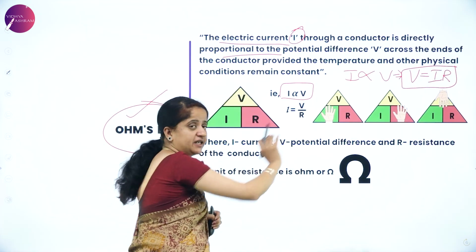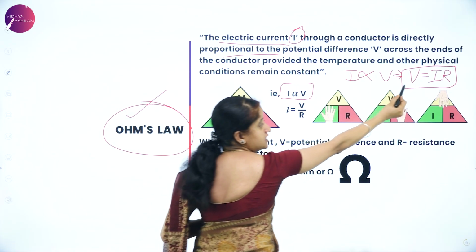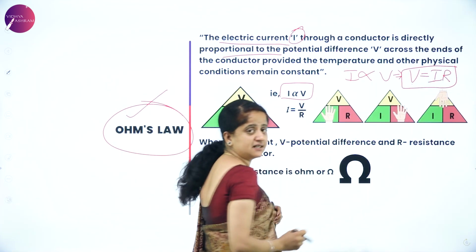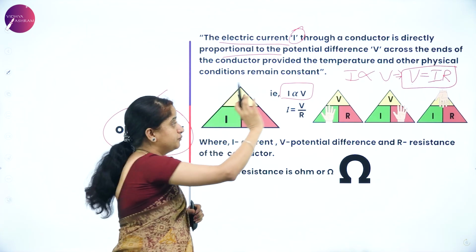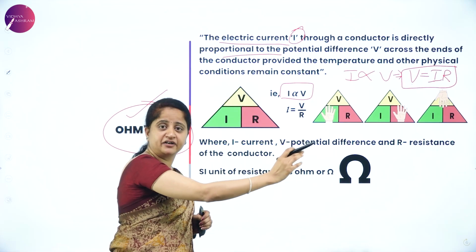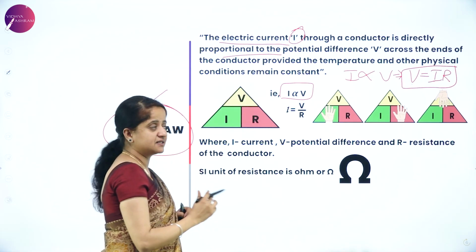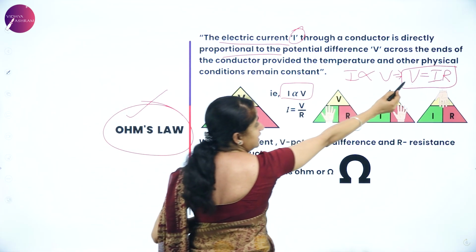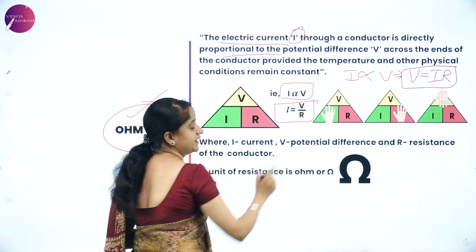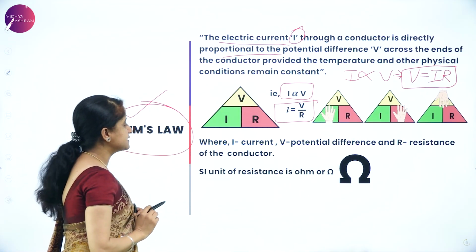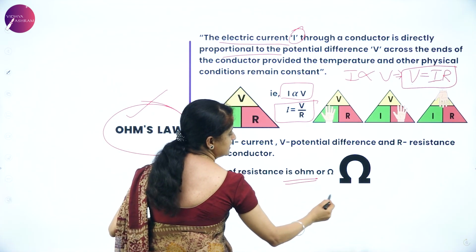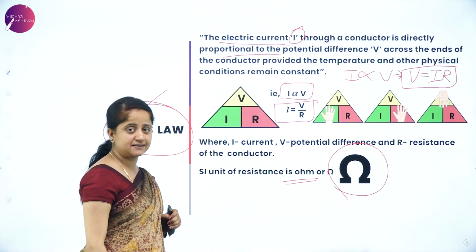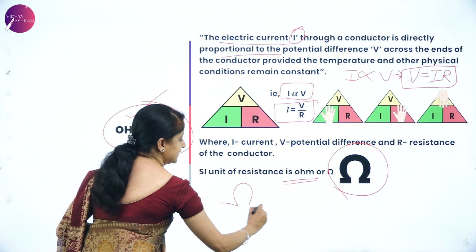So, Ohm's law gives us the relation between potential, current and resistance. V is equal to IR, that gives the relation for how the potential is dependent on current as well as resistance. So, from that expression we can even write I is equal to V divided by R. What is the SI unit of resistance? The SI unit of resistance is ohm, and symbolically it is given by this symbol. So, ohm is written as this.